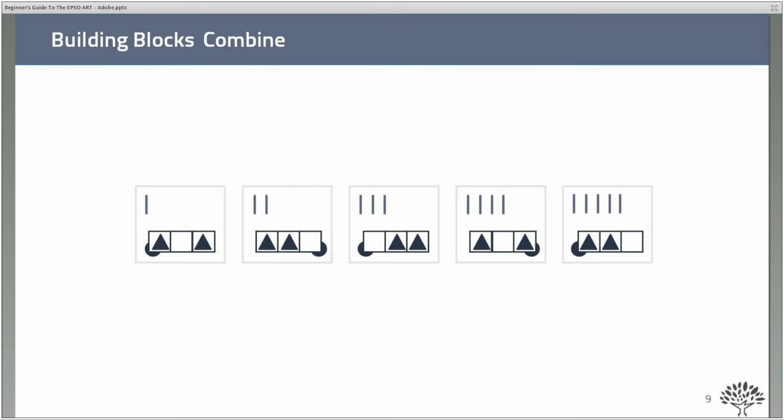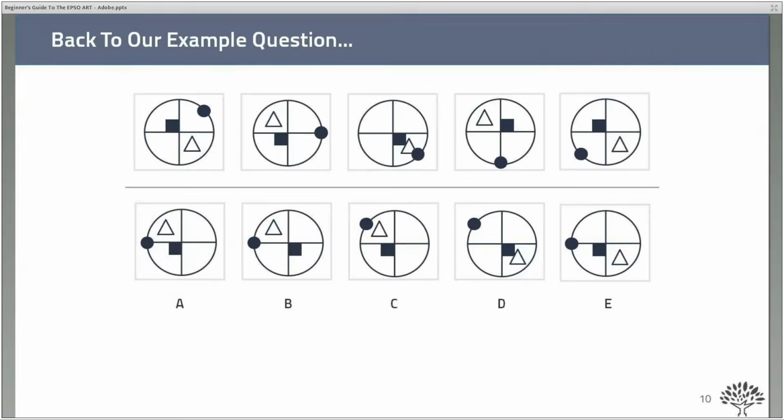So I'm going to go back to the example question we had beforehand and pause for a few seconds, and maybe just having explained that there's underlying rules and that they're usually reasonably simplistic has helped make this slightly easier already. I'm now going to break it down into its constituent building blocks. So let's look first at what is happening to the circle.